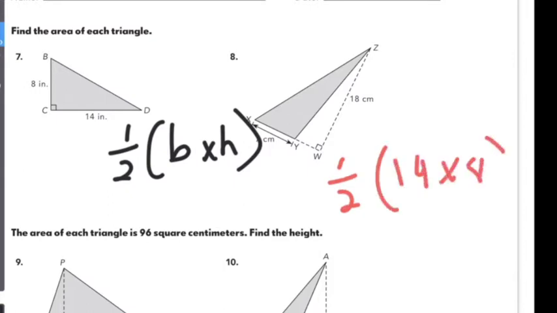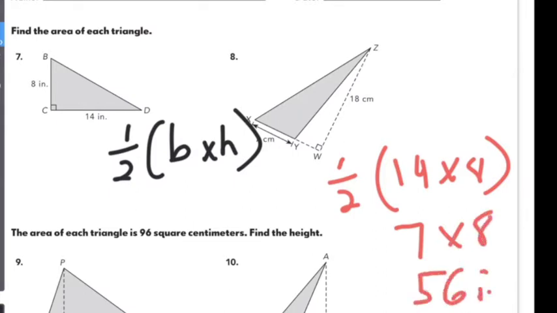Like I told you in class, it's easiest if you have an even number. So I can take half of one of the numbers. You can't do both, you're only going to do one. So I'm going to take half of 14. It's going to be 1/2 times 14, so it's 7 times 8. The answer is going to be 56, and it's going to be inches squared. Make sure you do inches squared.